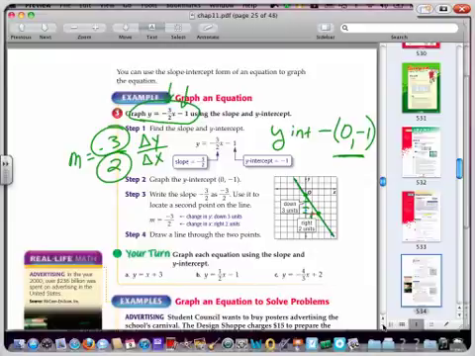Okay, I want you guys to stop the video now, and I want you to graph them using the slope and the y-intercept. So get a piece of graph paper, put it down, write it out, do it exactly.